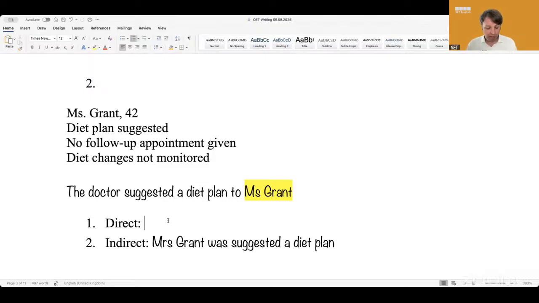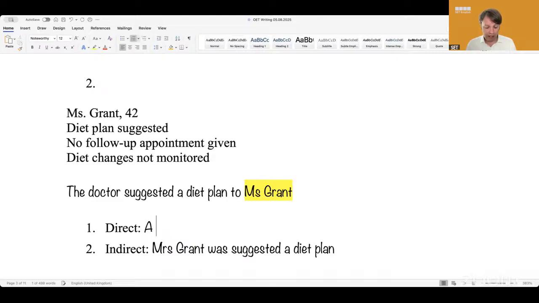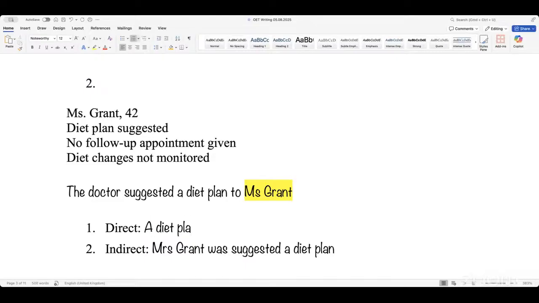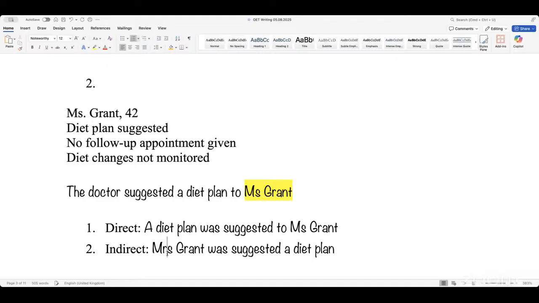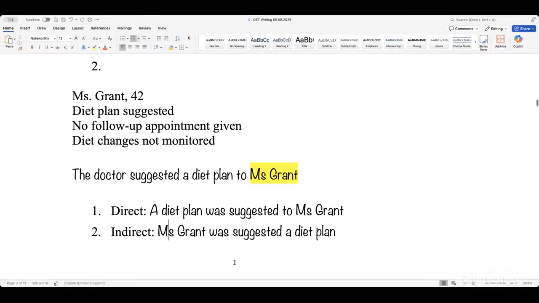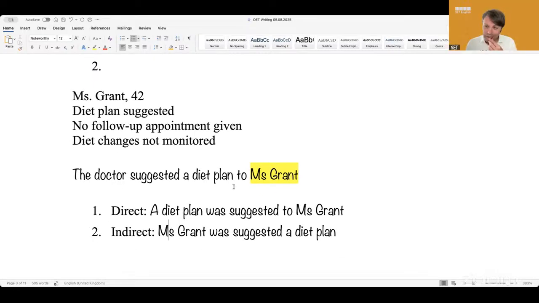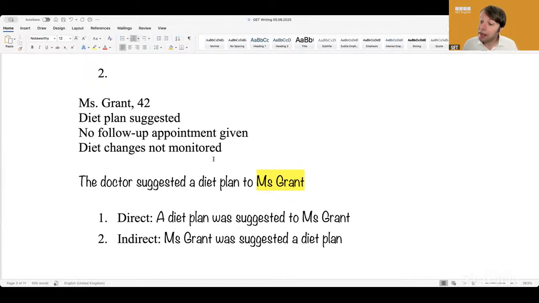So Hina, can you give me a sentence starting with the direct object? A diet plan was suggested to Ms. Grant. Is this correct, everyone? Yes. So it should be Ms. Yes, exactly. Now, maybe I'll show you this tomorrow. Okay, so I think we're doing well. This verb, you can have both.